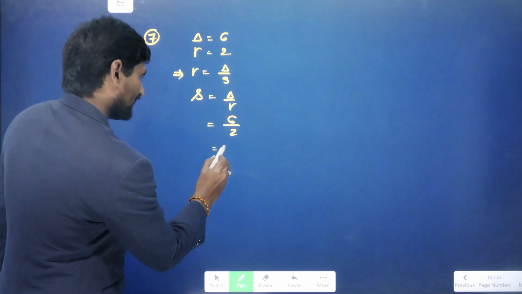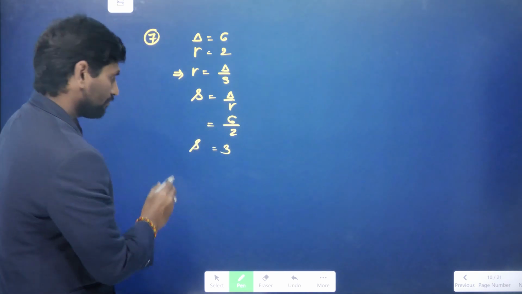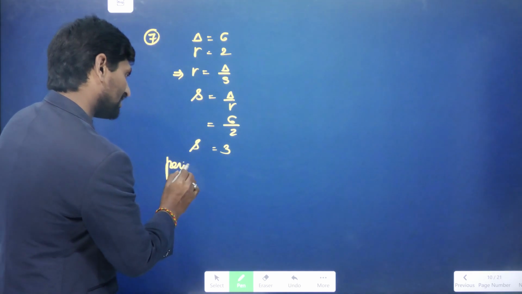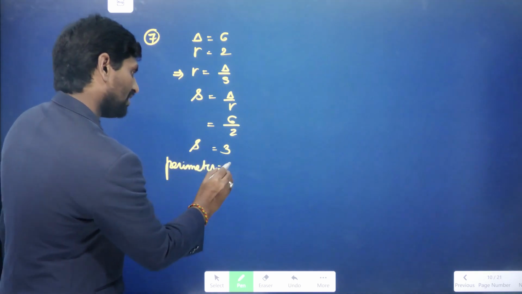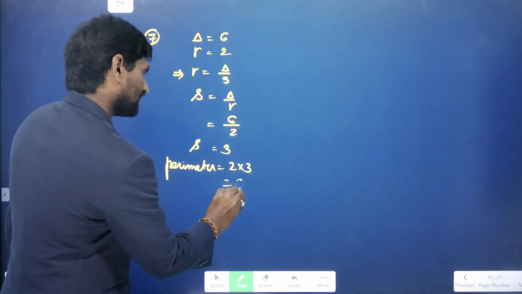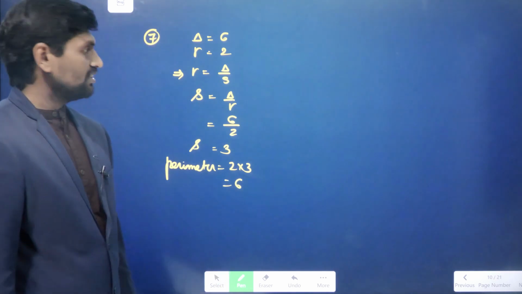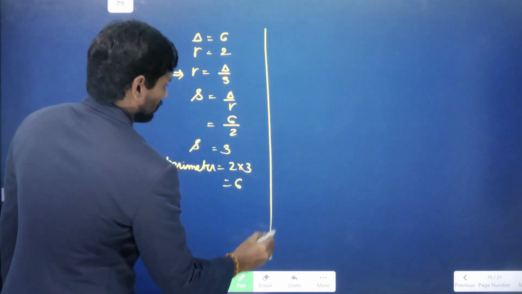So delta value is 6, R value is 2. 2 times 3 is 6, so 3 times. I got the semi-perimeter, but I want the perimeter. Perimeter is nothing but 2 times the semi-perimeter. That means 2 into 3 is 6. Okay? So let us go to the next problem.